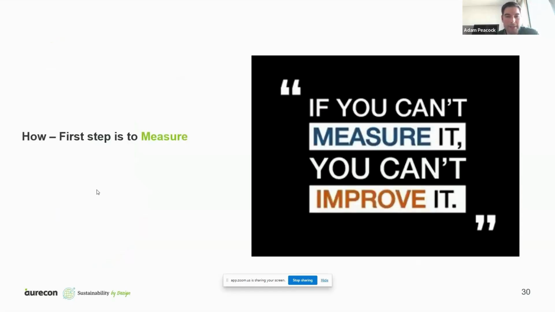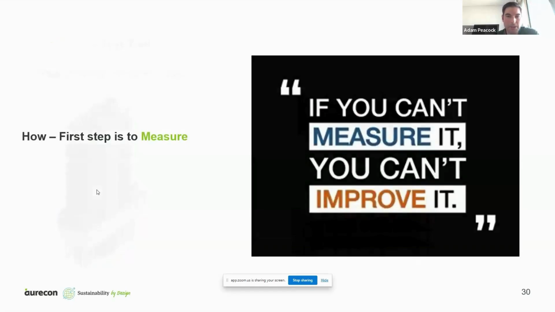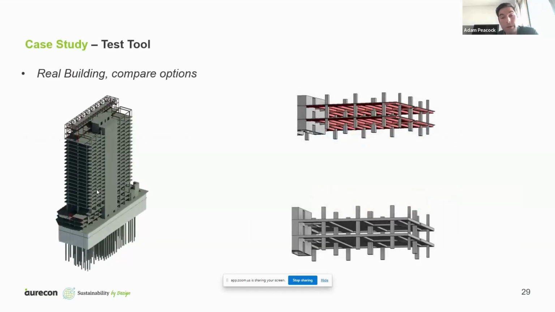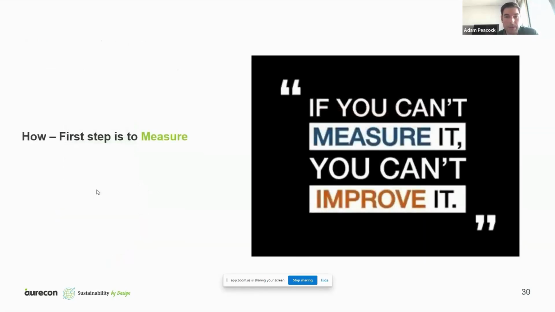And the first step is to measure it. So by just looking at those images, we wouldn't know necessarily, unless we've had a bit of experience doing this, which one would be the most sustainable floor system. So we need to measure it.